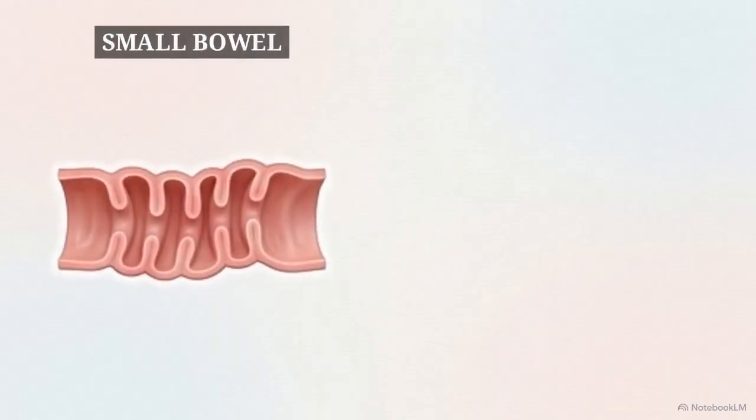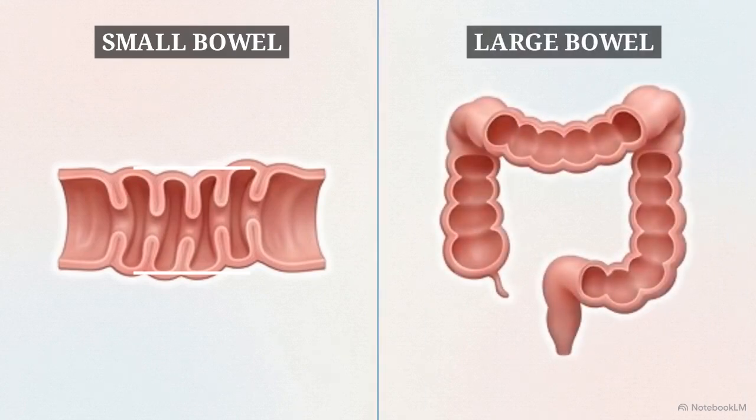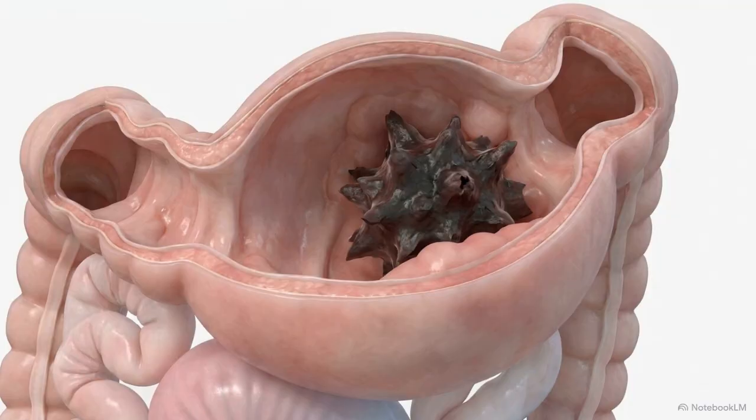Comparing the radiological markers of the large and small bowel shows how to differentiate the two. The large bowel displays peripheral haustra. Unlike the small bowel markers, these lines do not cross the entire width of the lumen. These obstructions develop slowly and can hide deep pathologies like malignancy behind massive physical distension.